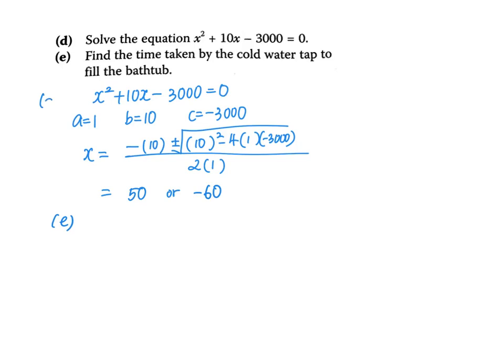Now, part E, the question just says solve, right? So we're not going to reject any answer. But I know that x is actually a rate, so I should have 50, the positive answer instead.